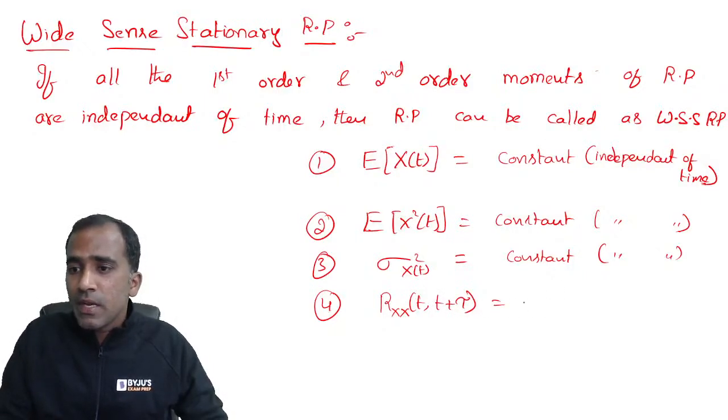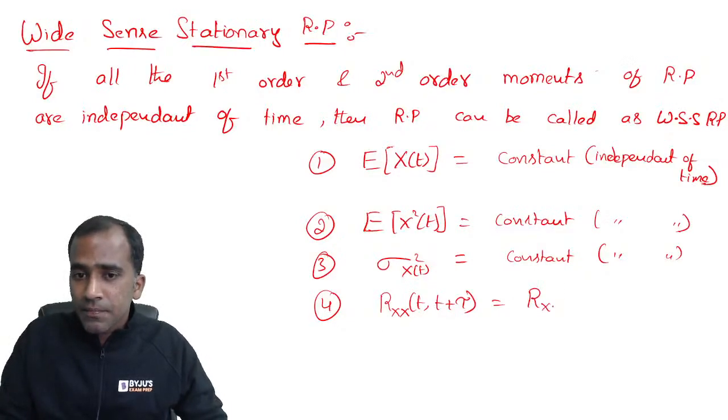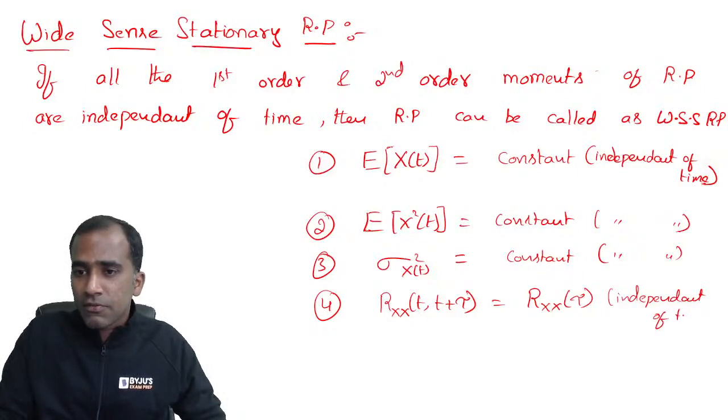This should be independent of time. I'll explain a little bit more about this. Rxx of t comma t plus tau should become equal to Rxx of tau, which means t should vanish. We can't call it as constant because it's a function of tau. I'll explain more about this. Just wait for a minute. Independent of time. We can't call it as constant here because there is one variable tau here.